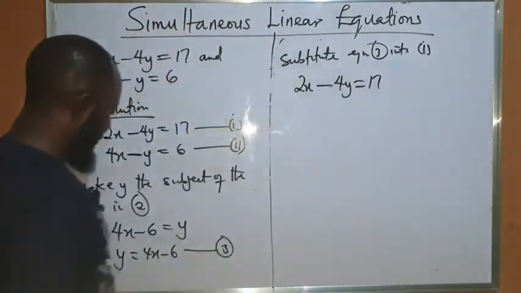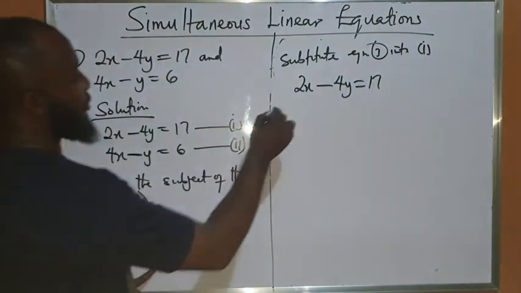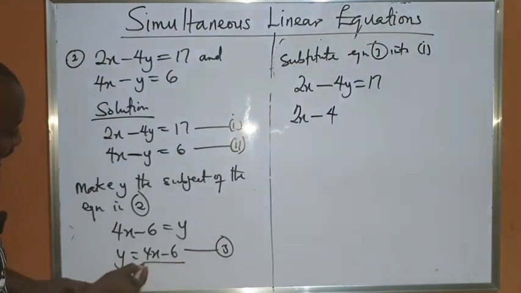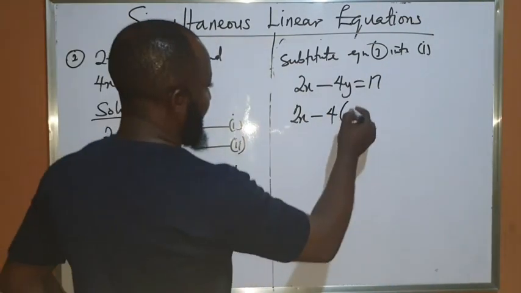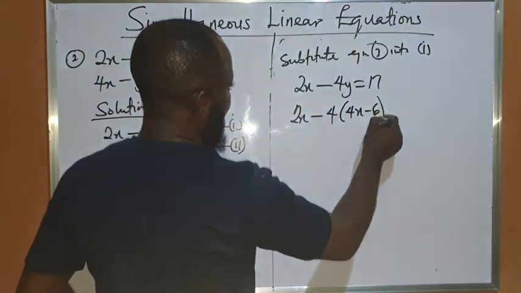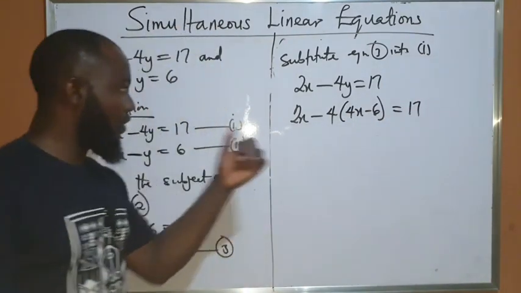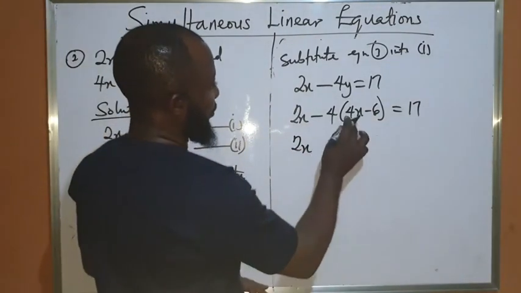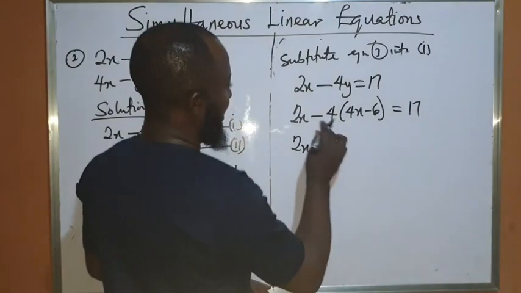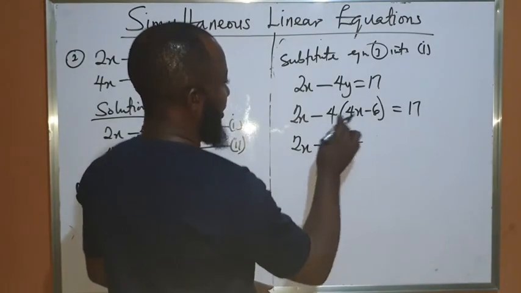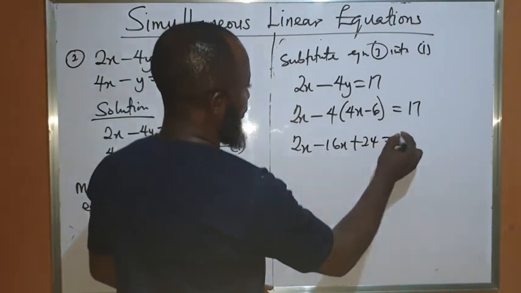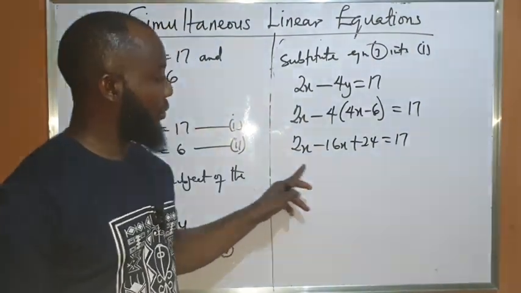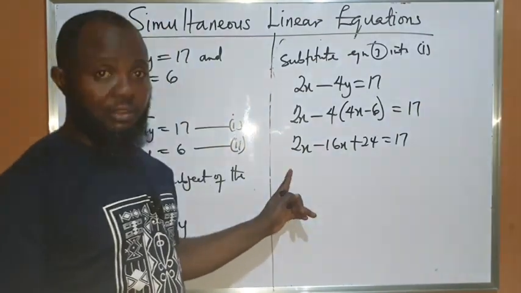So now wherever we see y, we put this there. So we're going to have 2x minus 4, and y is 4x minus 6, so into bracket 4x minus 6, everything equals 17. So we solve for this now. We open the bracket. We have 2x. This time this will be minus 16x, minus times minus is plus, 4 times 6 is 24, equals 17. So you can see that we only have one variable. So it's easier for us to find the variable.